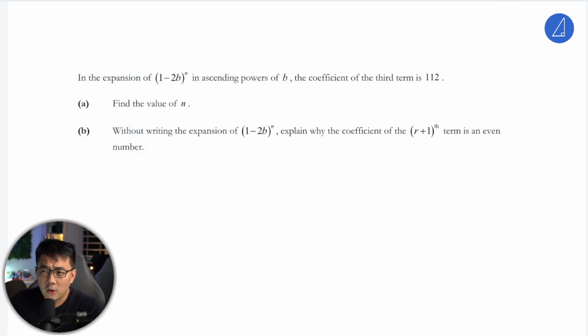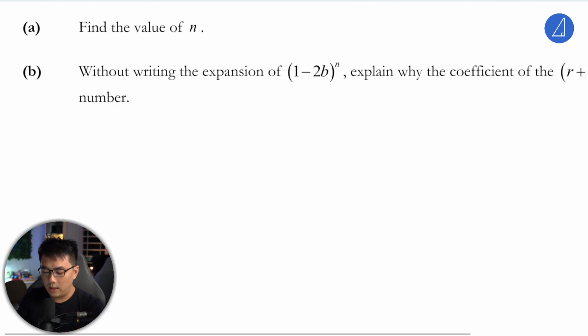So in the expansion of (1 minus 2b)^n in ascending powers of b, the coefficient of the third term is 112. Find the value of n. Okay, great. So I think this is pretty okay.